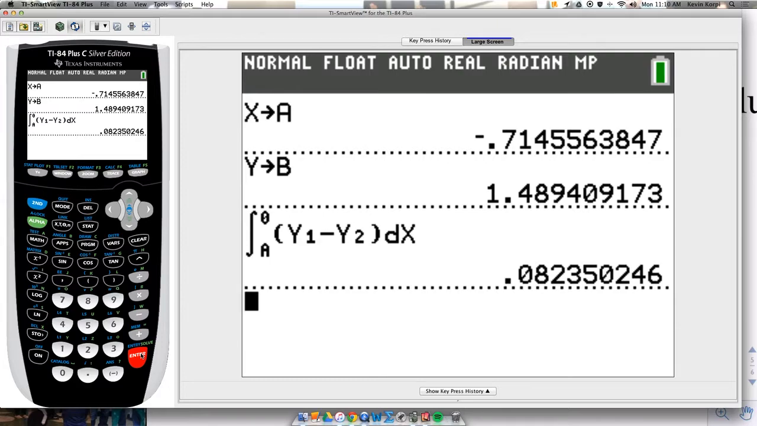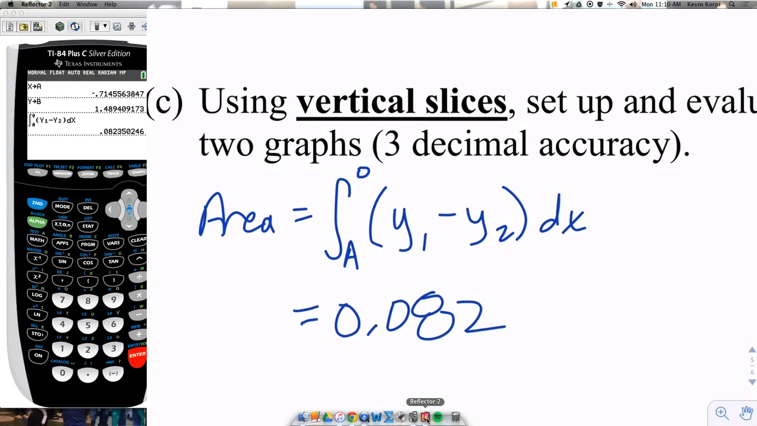Okay, left to right, top minus bottom. All right, so make sure you write it down to 3 decimals, 0.082. Pretty easy little problem when you do it that way.